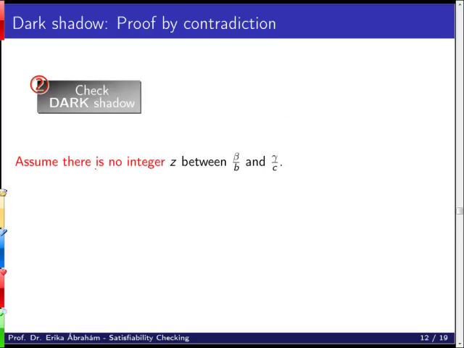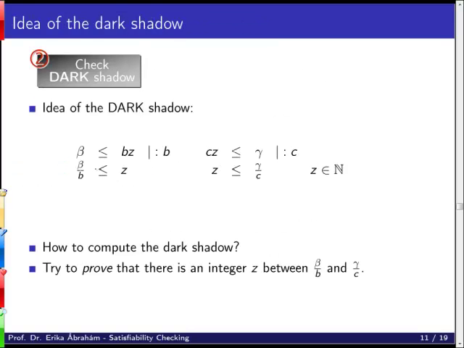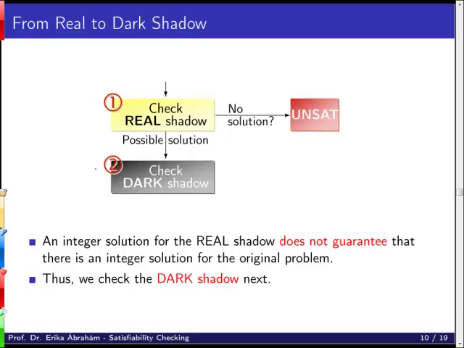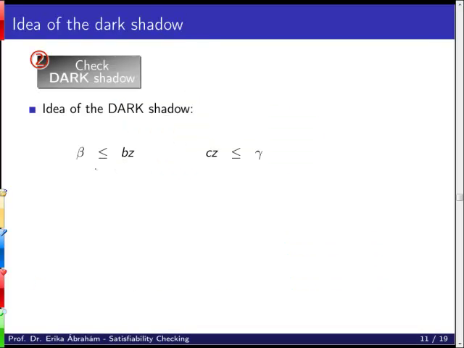And the dark shadow starts from the same setting as the real shadow, so we have lower and upper bounds on variables. But instead of now multiplying with b and c, we divide. And we allow these integer coefficients as bounds, where beta and gamma are terms. So these are just linear weighted sums of variables.